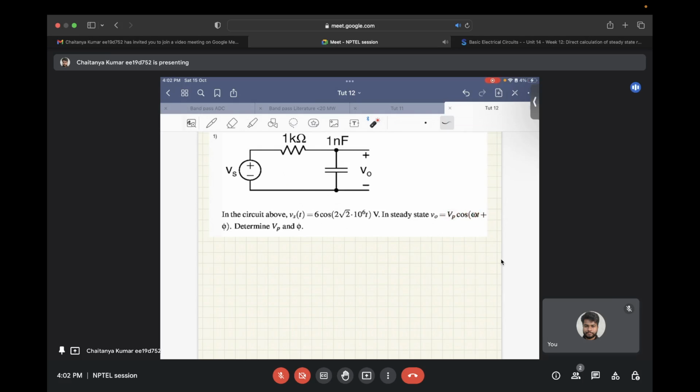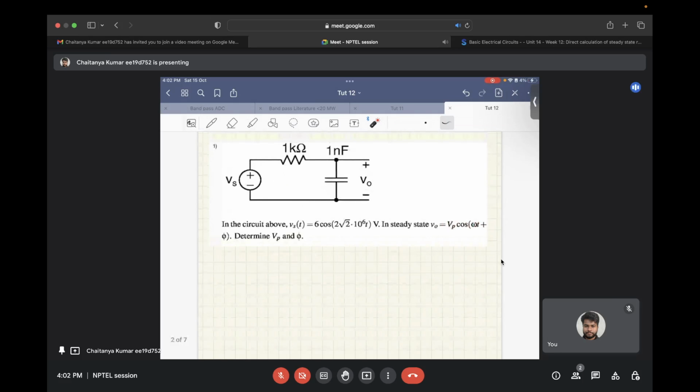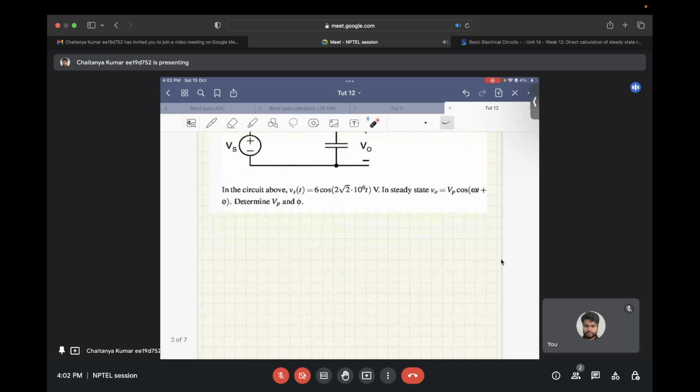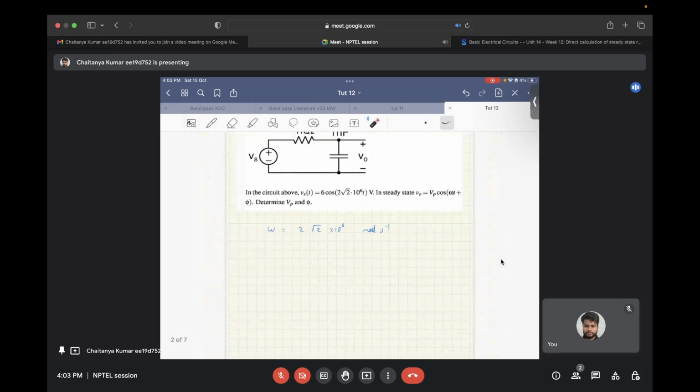Frequency, of course, will be same because in all the LTI systems, the frequencies don't change. So frequency over here will be 2 root 2 only. So omega is 2 root 2 into 10 to the power 6 radian per second. And we need to find out the amplitude and the phase shift created. So let's try to solve this.